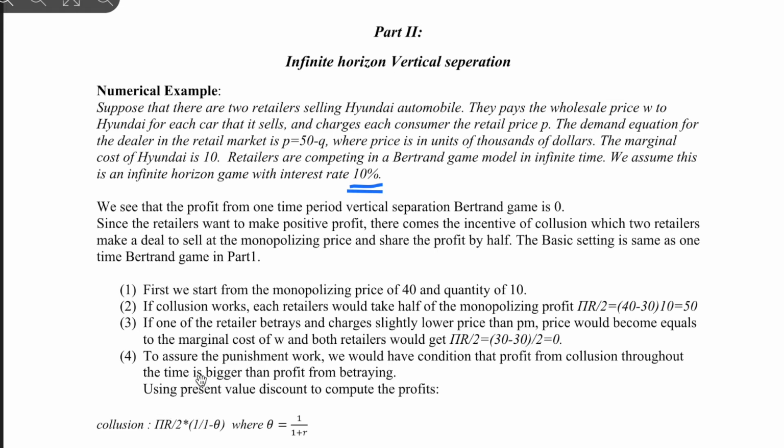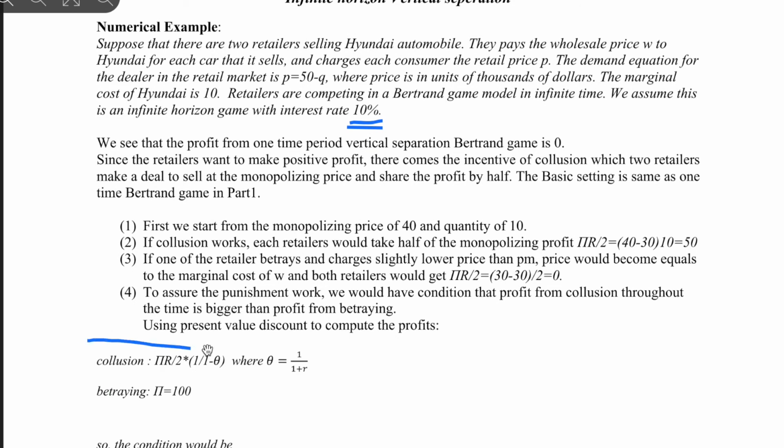And we are using the present value discount to compute the profit, right? So this is the explanation of how we solve the infinite horizon vertical separation. Let's go back to the whiteboard and do it step by step.